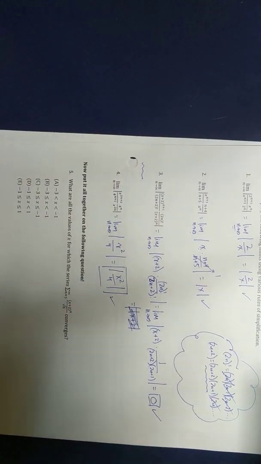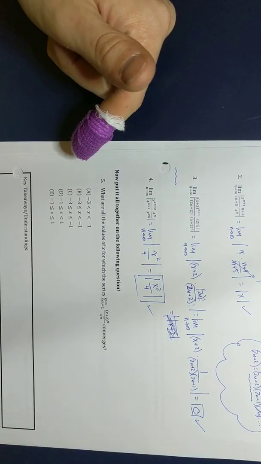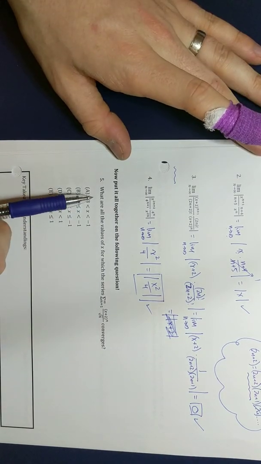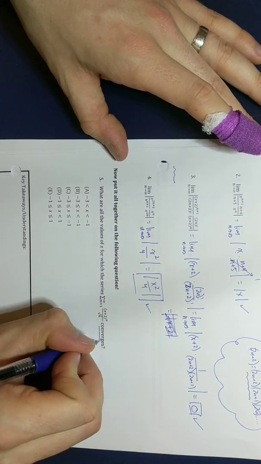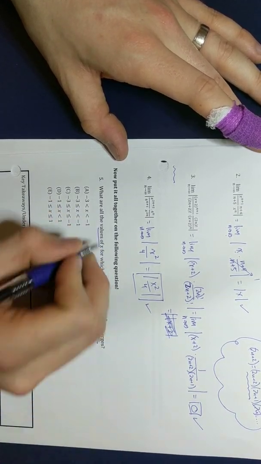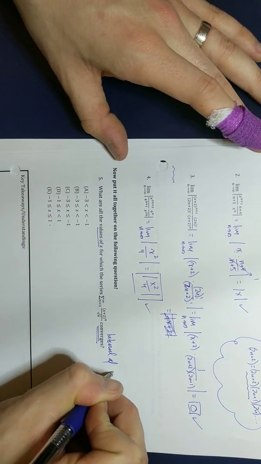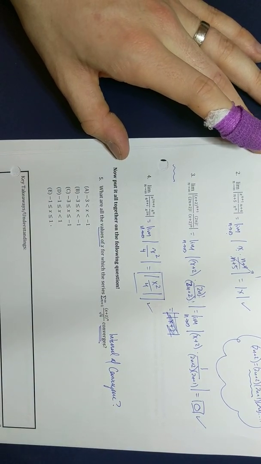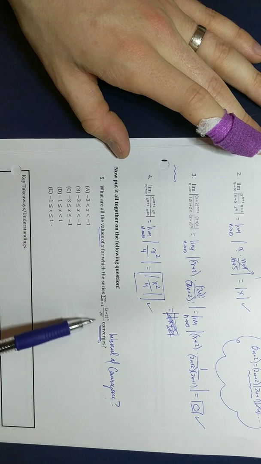Now, let's bring it all together in part 5. Notice how I'm going to read this and then make a connection to a previous lesson so you can see how I know what to do in this question. What are all the values of x for which the series converges? I'm looking for values of x for the series to converge, and then I see all these intervals. So this is an interval of convergence question. That's the thinking I need to do. I think back to my notes. I know we can use the ratio test to solve interval of convergence questions.